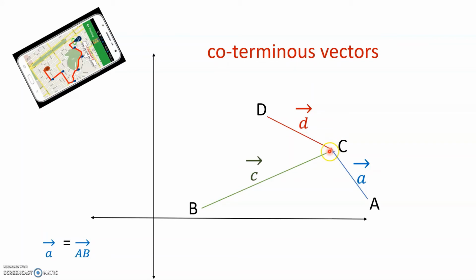Similarly, if all the vectors are going to a certain point, C, right? So their end point is all C. Vector A, vector C, and vector D are all ending at C. These vectors, A, C, and D, are called co-terminous vectors.